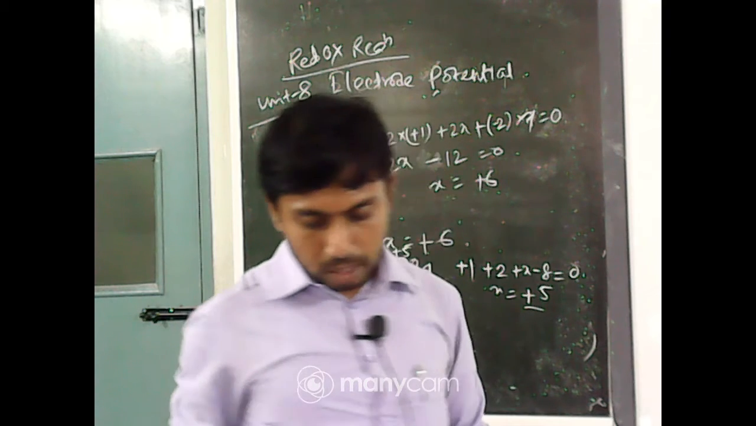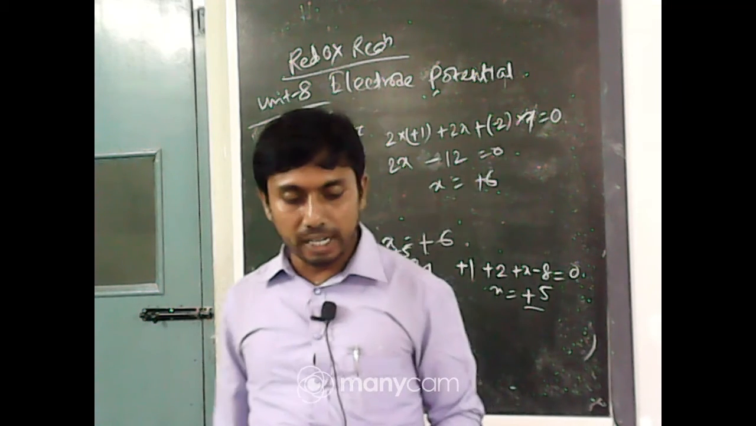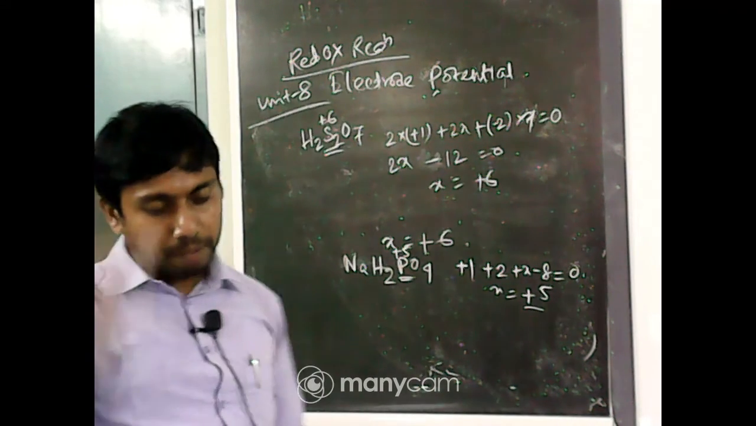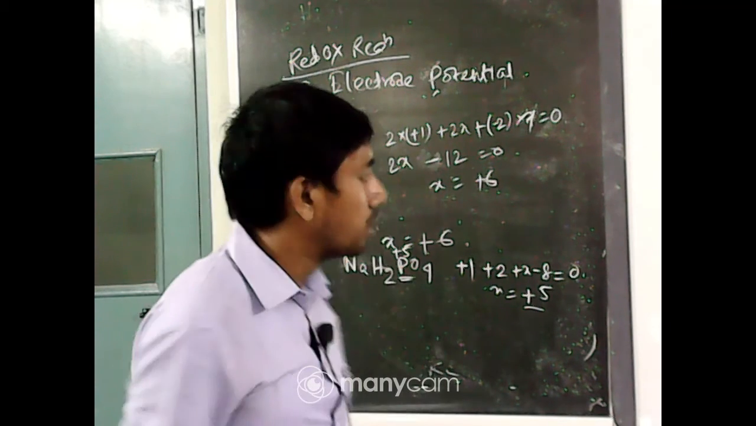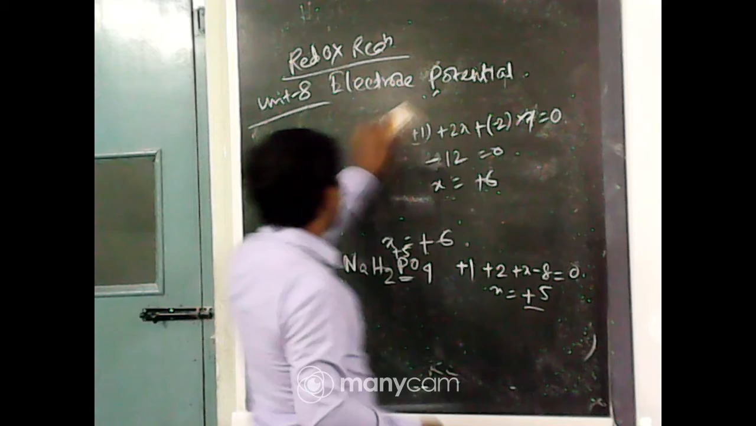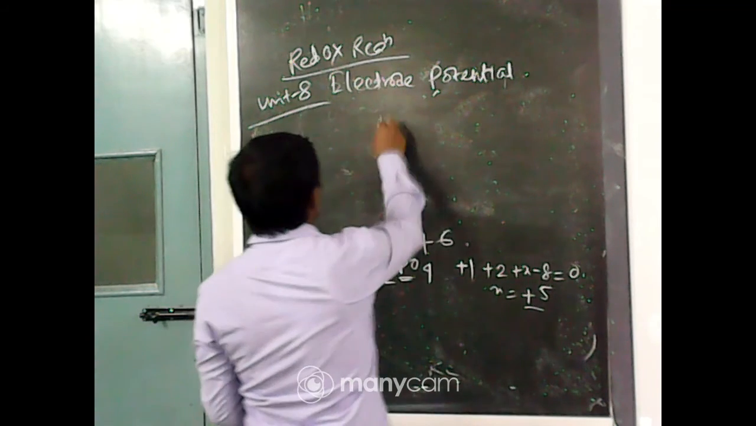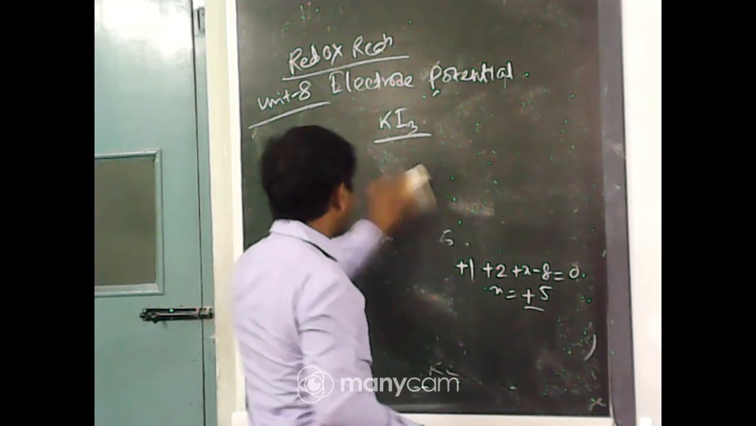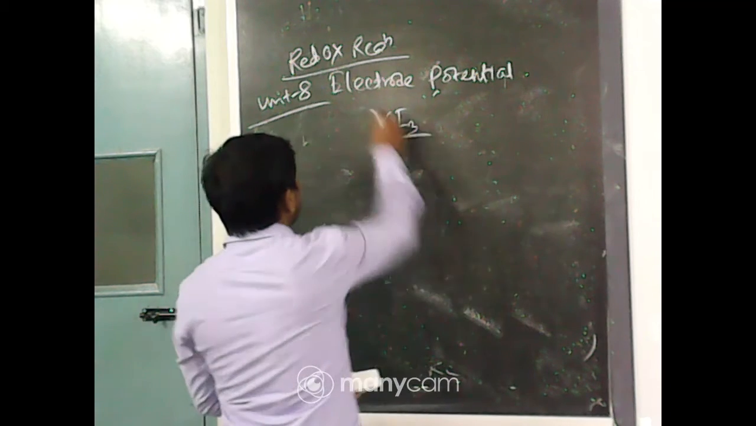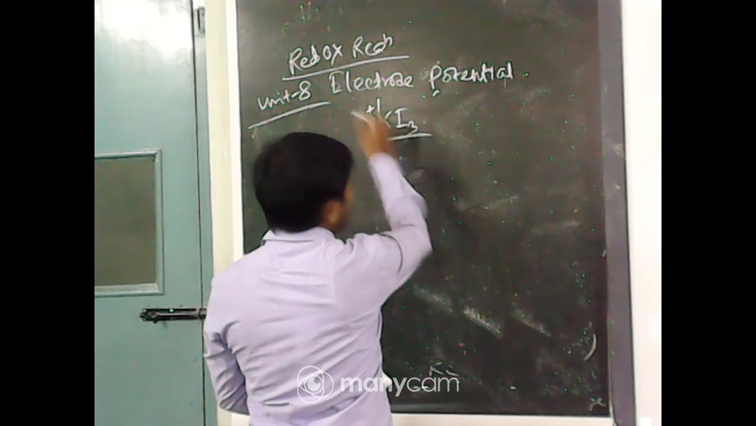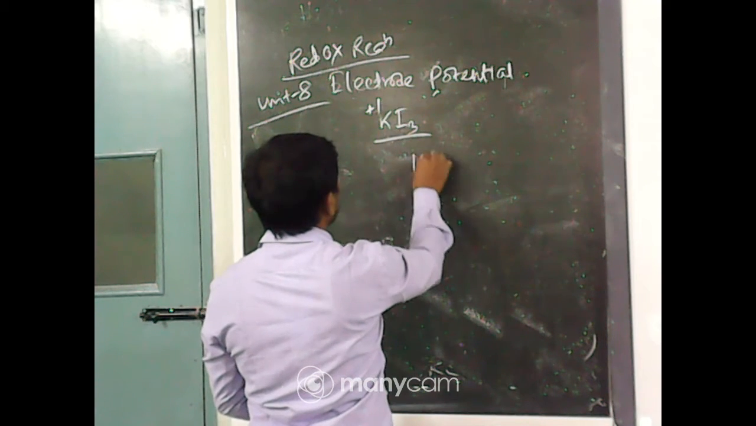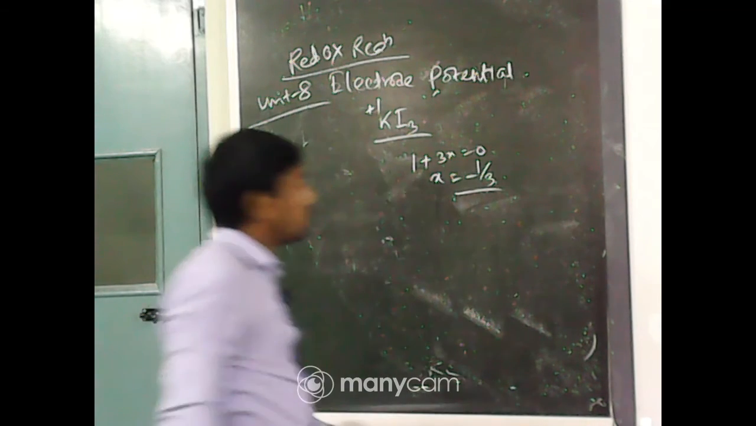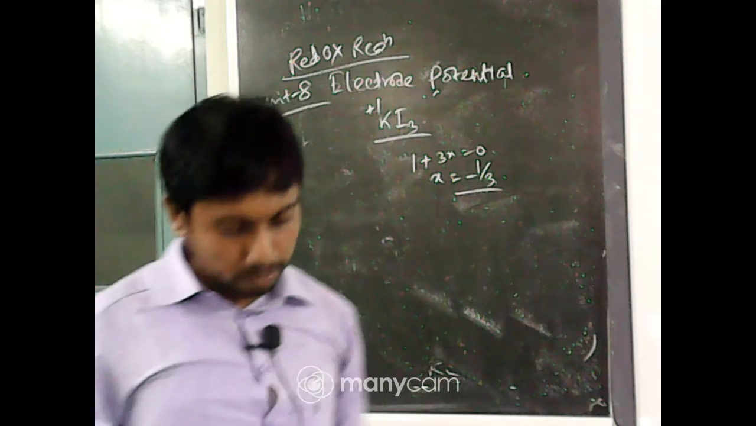Oxidation number of some compounds related with organic compounds. That is, the oxidation number of iodine in KI3. Already we have come to know that in some cases the oxidation state may be a fraction. So, here potassium having +1 oxidation state, it is its valency. So, +1, that is 1 plus 3x equal to 0. So, x equal to minus 1/3. So, here is an exception of this rule.